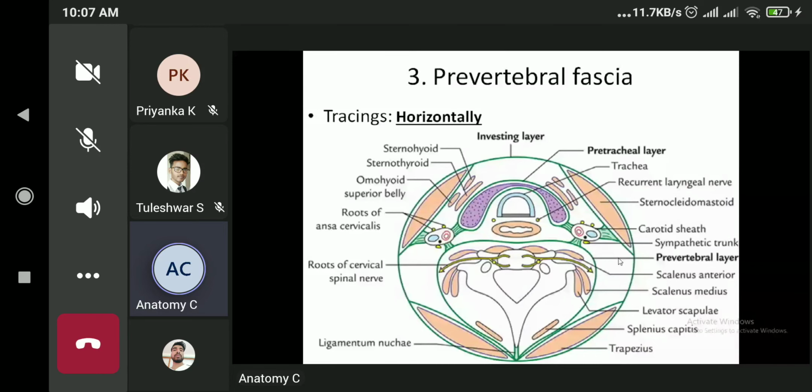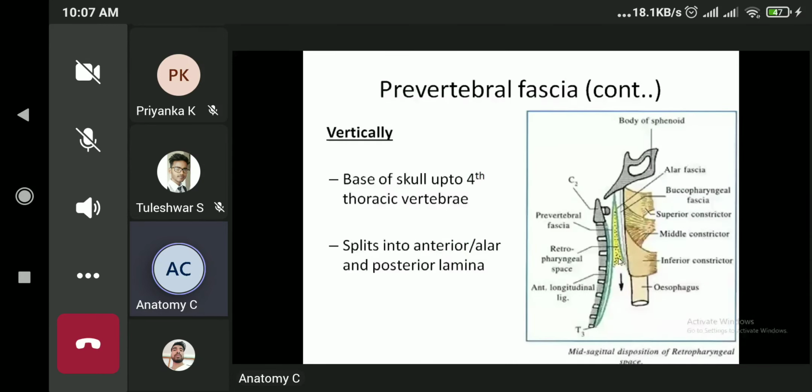vertical tracing of the prevertebral fascia. In the case of the prevertebral fascia, vertically or superiorly, it is attached at the base of the skull. If you notice this, this is the body of the sphenoid, the sphenoidal air sinus. Within this part is the clivus. So almost at the base of the skull is the superior attachment of the prevertebral fascia. Okay, and then this prevertebral fascia descends downward.